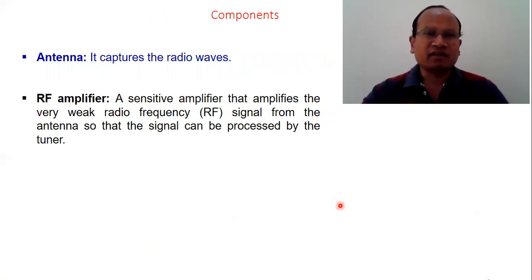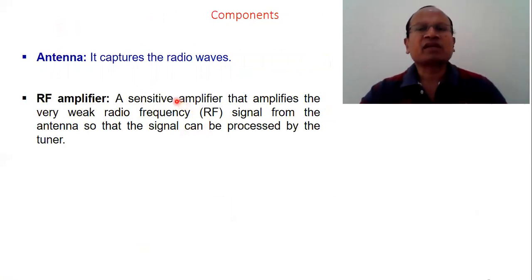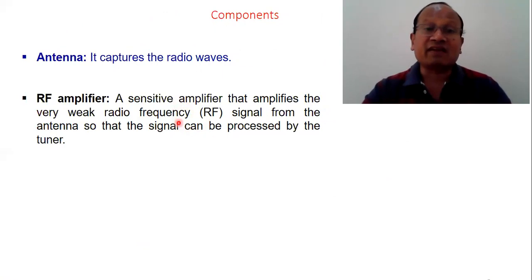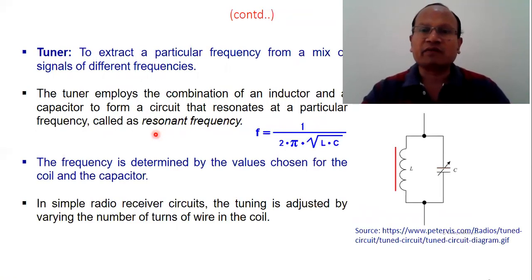So as we have seen, the major components are the antenna, whose role to capture the radio wave we have already discussed. The RF amplifier, I have already explained, sensitivity is an important term. Therefore, it is a sensitive amplifier which is used to amplify even the very weak radio signal received by the antenna, before the signal is processed by the tuner. So even the weakest component is also amplified by the RF amplifier.